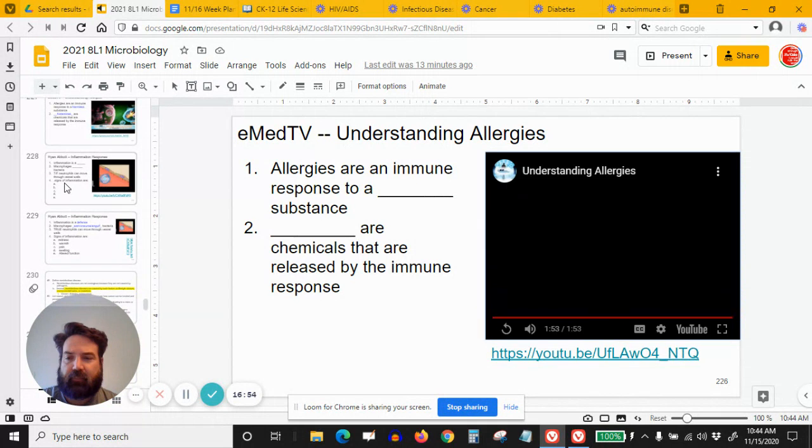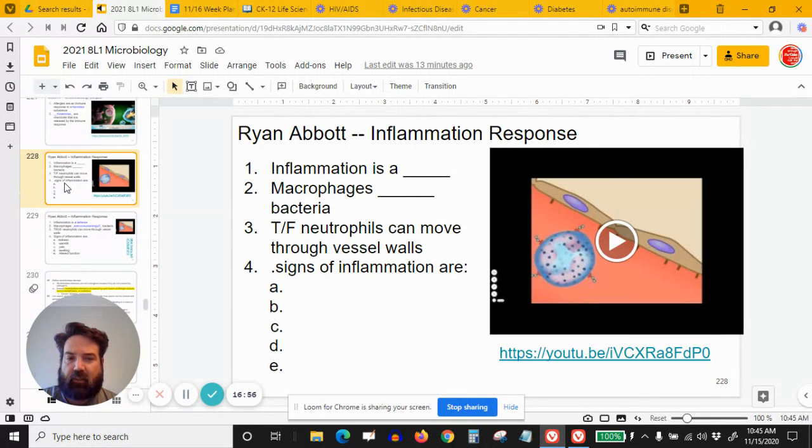All right. And then I think this one's pretty quick. This one's on inflammation.